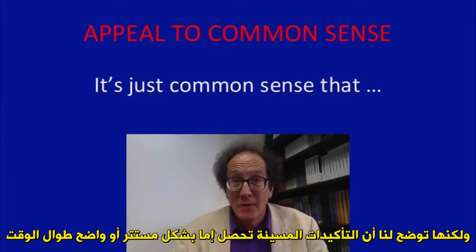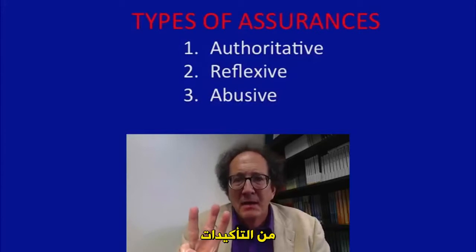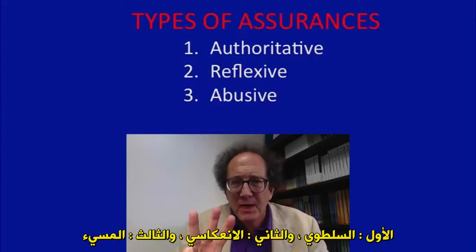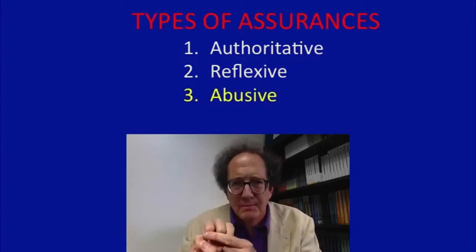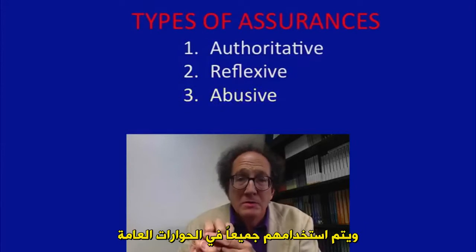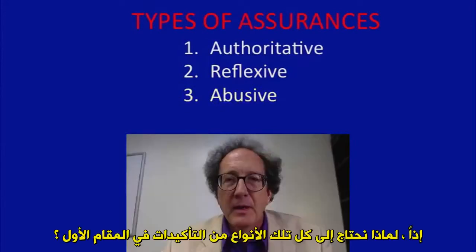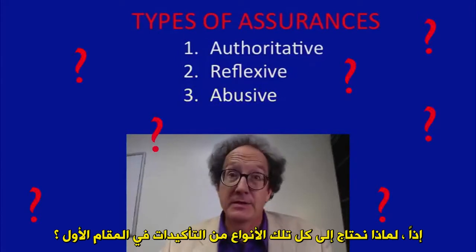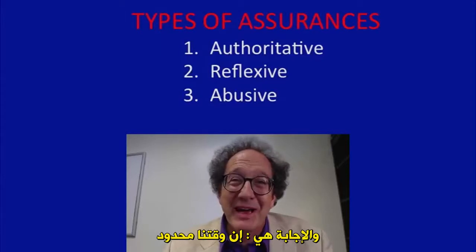So it's a little bit more subtle, but it shows that abusive assurances occur either subtly or openly all the time. So we've seen three different types of assurances. Okay? The first is authoritative, the second is reflexive, and the third is abusive. And they're all used in common speech to stop the skeptical regress problem. So why do we need any of these assurances in the first place? And the answer is, we've got limited time.